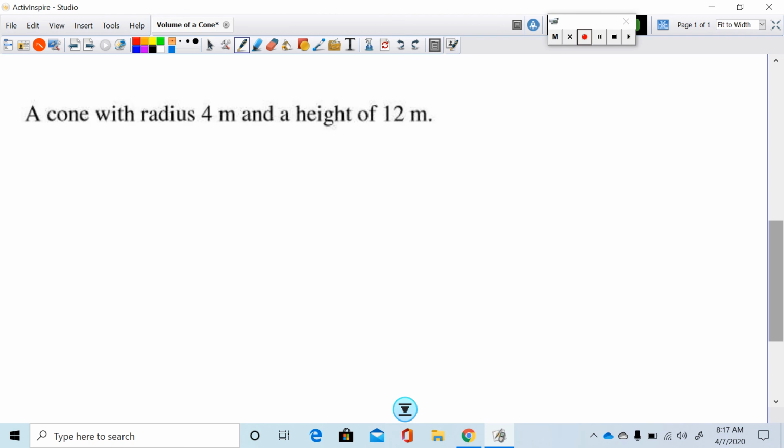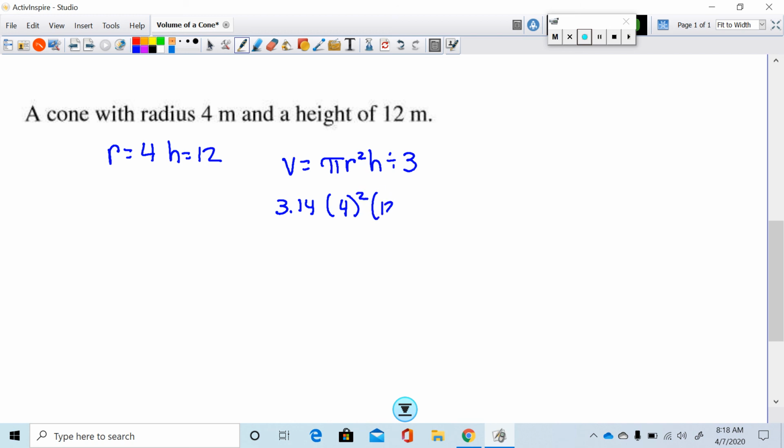And the next one, a cone with a radius of 4 and a height of 12. With this information, you don't need to have the diagram. The formula is volume equals pi r squared H divided by 3. So pi is 3.14. The radius is 4. I'm going to square that. The height is 12, and I divide by 3. So 4 squared, 4 times 4 is 16. So 3.14 times 16 times 12 divided by 3.